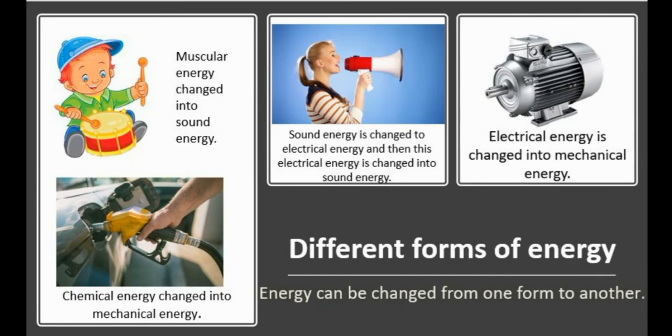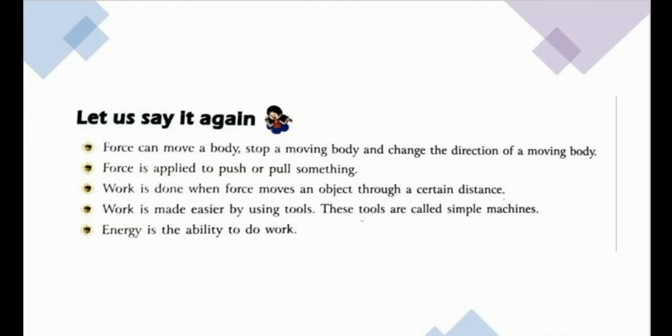So let's see what all things we have learned. We have learned that force can move a body, it can stop a moving body, or it can change the direction of a moving body. Force is applied to push or pull something. Work is done when force moves an object through a certain distance. Work is made easier by using tools called simple machines. Energy is the ability to do work, and we have seen some of the sources of energy. We have also seen that energy can neither be created nor destroyed. It can only be changed from one form to another.